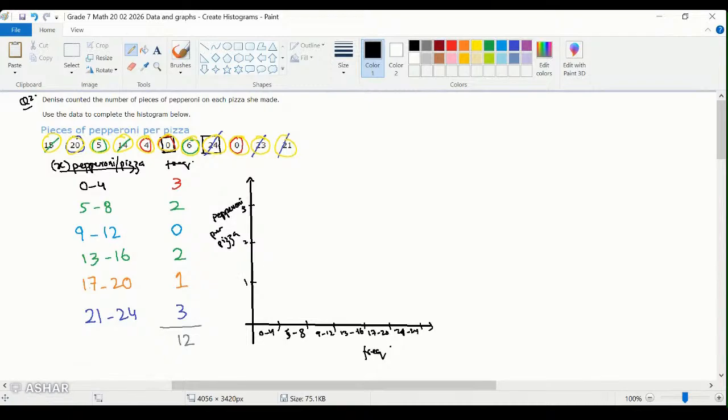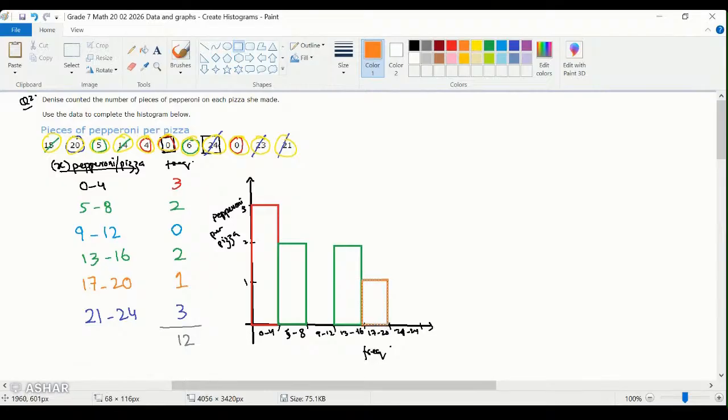Between 0 and 4, how many were there? Between 0 and 4, the height was 3. Agreed? Okay. For the next one, between 5 and 8, what was the height? Between 5 and 8, there were 2, right? 9 and 12, there was 0, right? 13 and 16, there were again 2. Then 17 and 20 pepperonis per pizza. There was a single pizza which had 17 to 20 pepperonis, right?